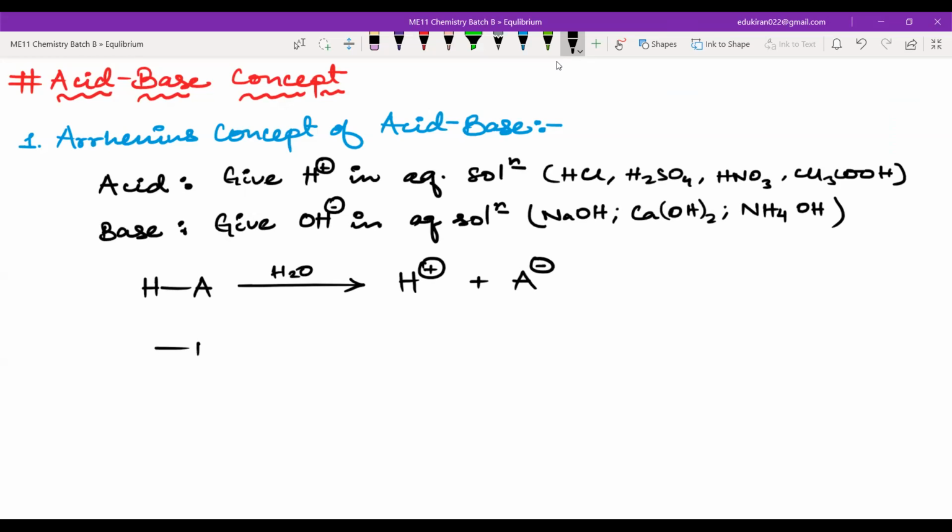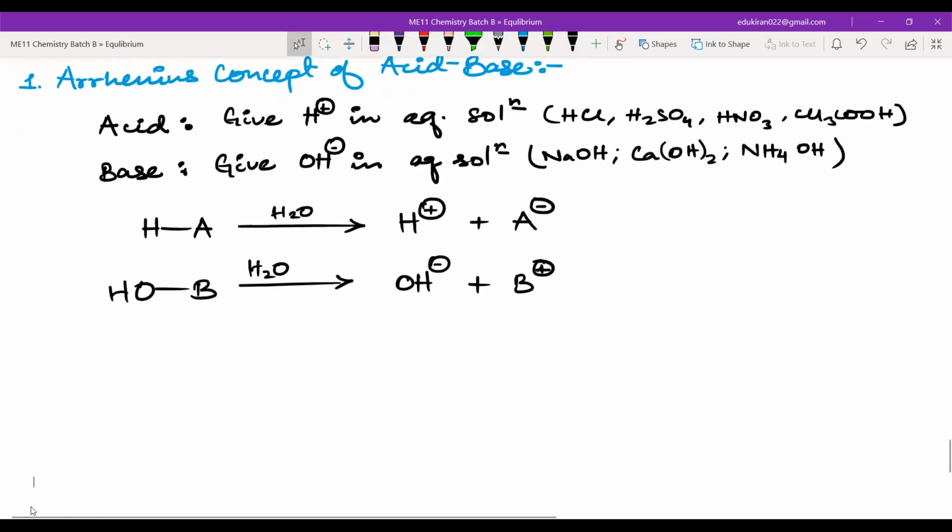And if you have a base, then the base should be connected with OH, and this OH should be dissociated if I add it to water. So you'll get OH negative plus B positive.